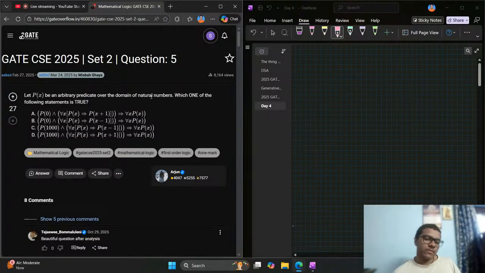Arbitrary predicate over the domain of natural numbers, which one of the following statements is true? P of 0 is true, and for all x, P of x implies P of x plus 1 for all P of x. This won't be true, this won't be true as well. For all natural numbers, it is asking, so A is the correct answer. We have done this question before.